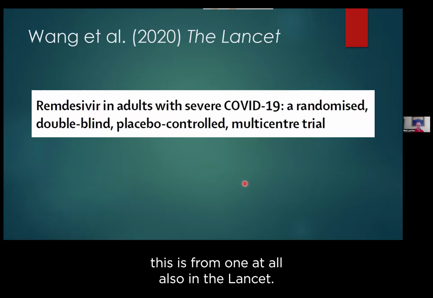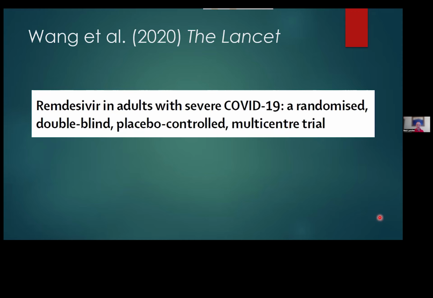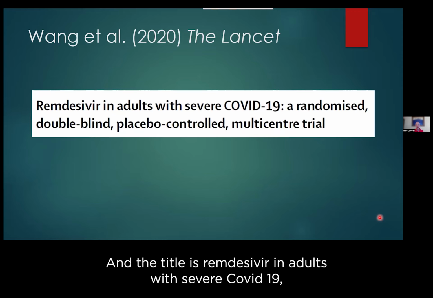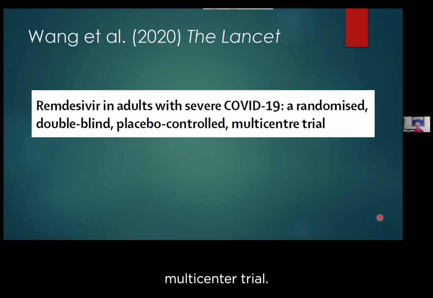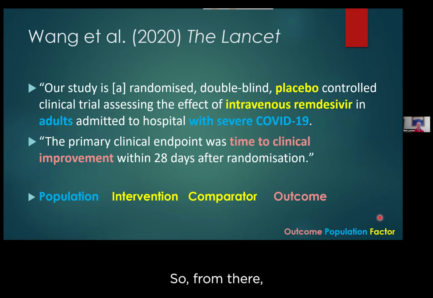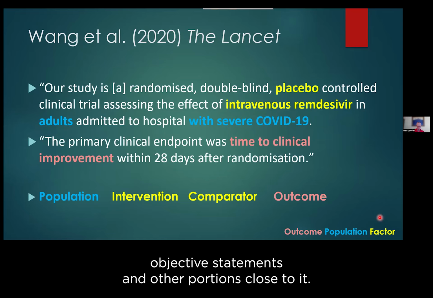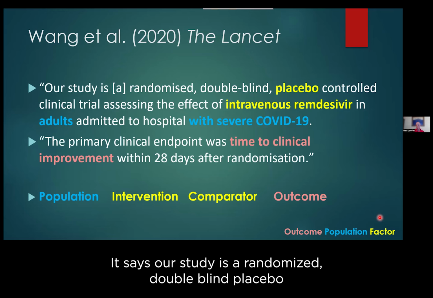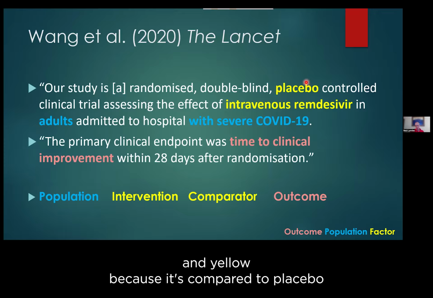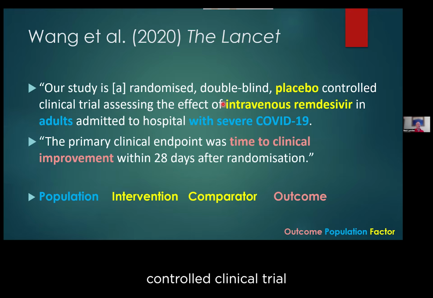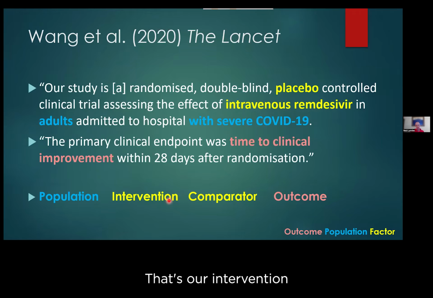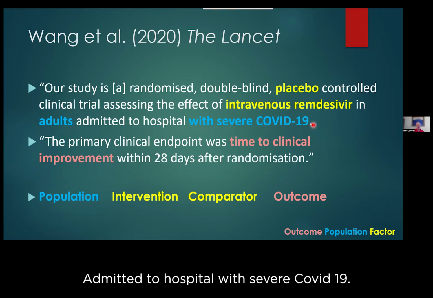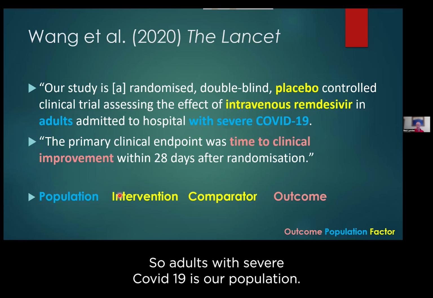Another example. This is from Wang et al., also in The Lancet, and the title is Remdesivir in Adults with Severe COVID-19, a randomized, double-blind, placebo-controlled, multi-center trial. So from their objective statements and other portions close to it, it says, our study is a randomized, double-blind, placebo-controlled clinical trial, with placebo in yellow because it's the comparator, assessing the effect of intravenous remdesivir, that's our intervention, in adults admitted to hospital with severe COVID-19. So adults with severe COVID-19 is our population.